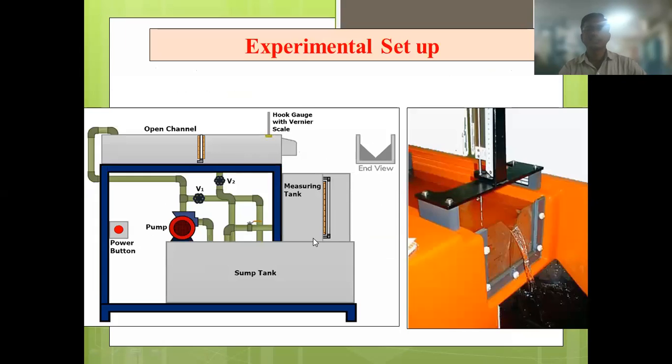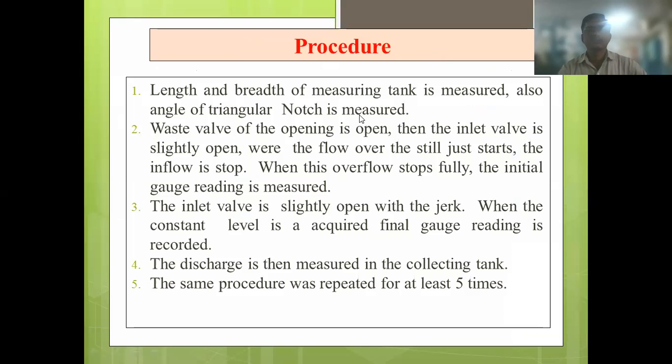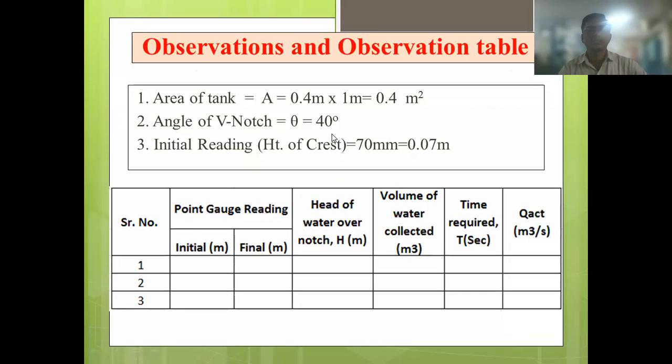This is the experimental setup. Here a measuring tank is there. Then this is the channel. On the large tilting flume, the arrangement is like this. This is the plate venturi. The notch is there, a V-shaped notch, and here we take the readings. So this is the procedure as well. You can read it one by one afterwards.